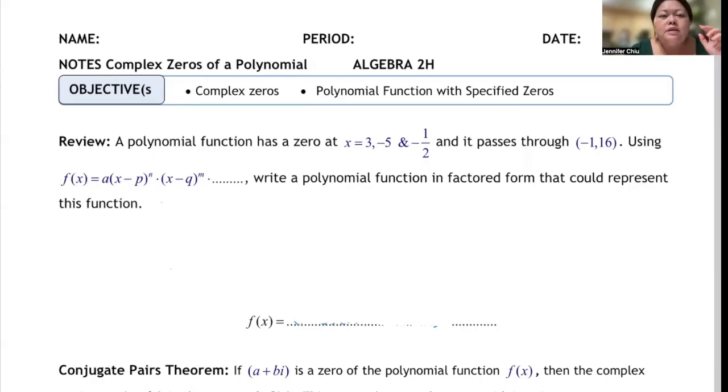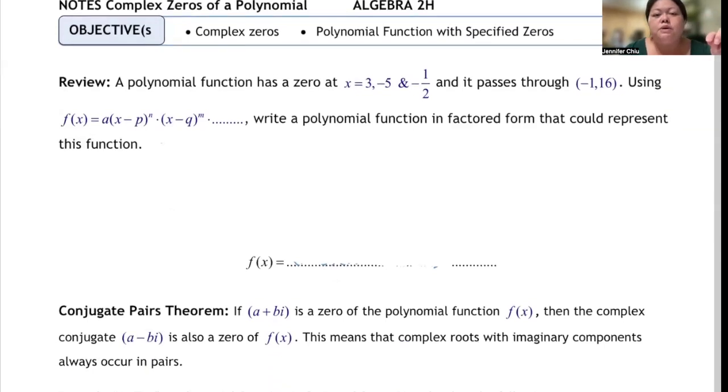Okay, this lesson is on the complex zero over polynomial. We are trying to combine the knowledge we had from previous lessons where there's complex numbers and there's real zeros. So let's start with the fact that we have real zeros, right? So first example here, we have the real zeros of x equals 3, x equals negative 5, and negative 1/2.